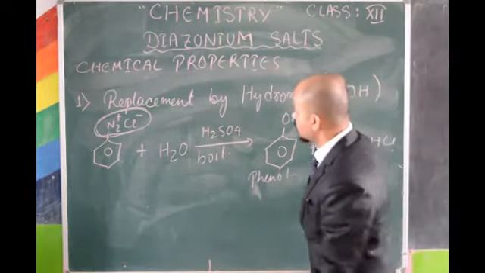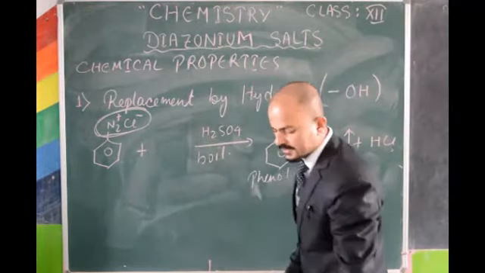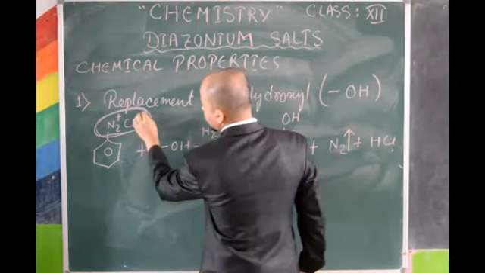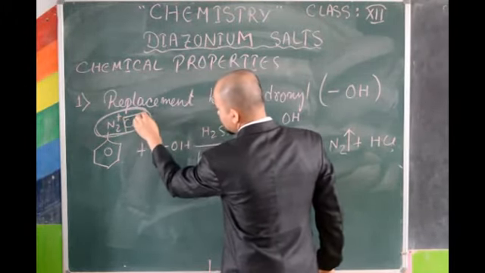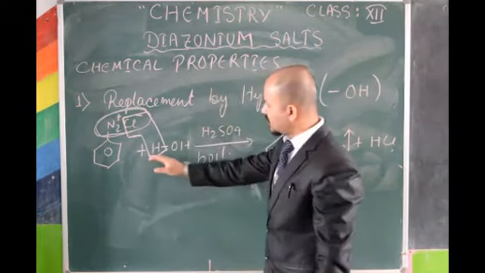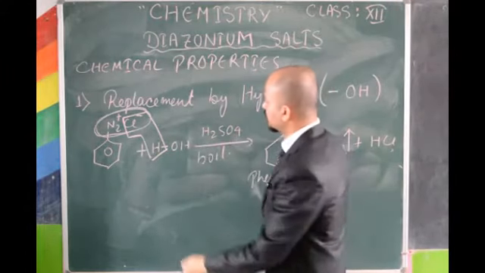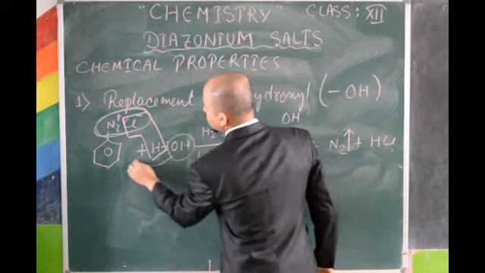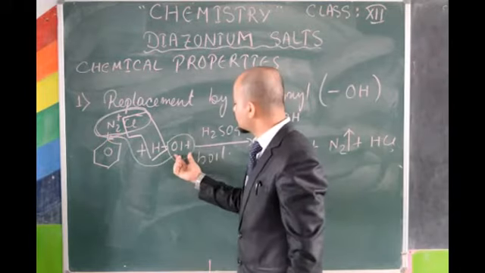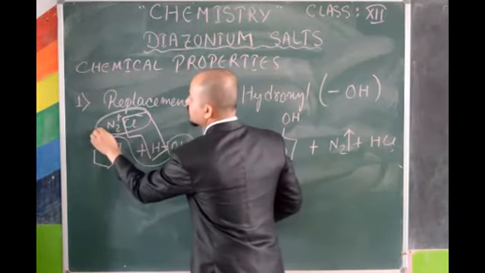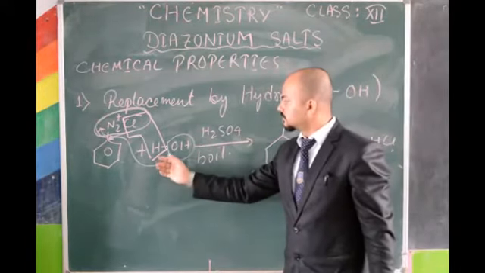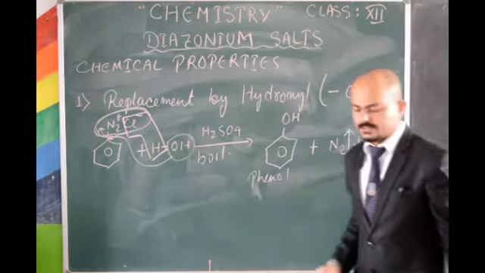Now here, for simplicity, you can think of this reaction as taking place like this. See, this H and this Cl have gone out as HCl. This OH group has gone over here and substituted this N2. Now once this OH group is attached over here, nitrogen leaves as what? Nitrogen gas. This is how you can know how this reaction takes place.